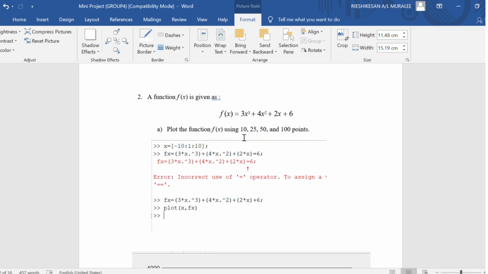For plotting the graph for 10 points, here is the vector from negative 10 to 10 with step 1. The function is f(x) = 3x^3 + 4x^2 + 2x + 6. To execute the graph, the code is plot(x, fx). So this is the graph for 10 points.